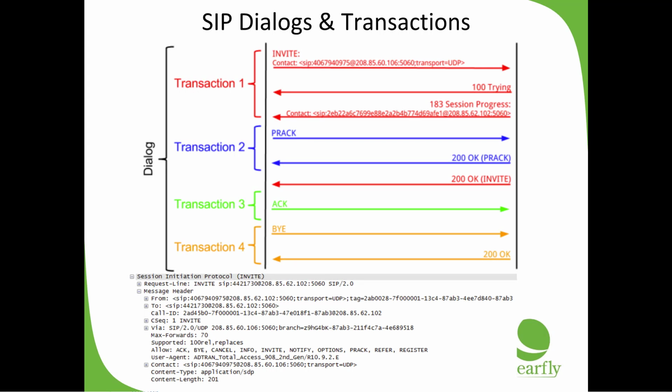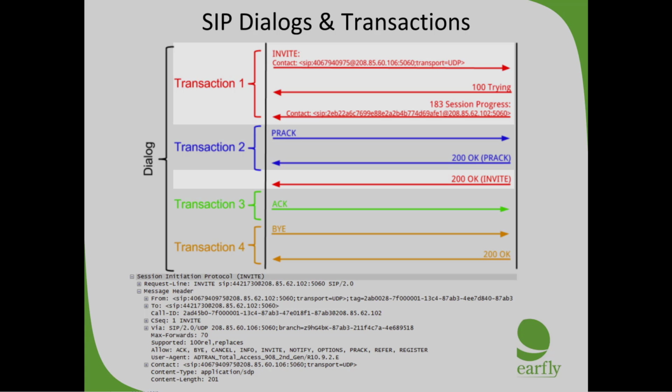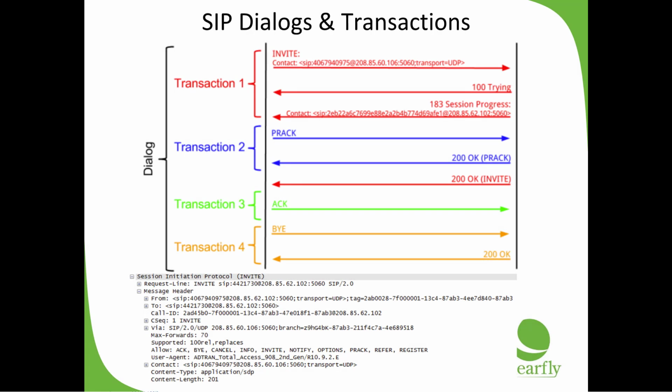So let's look at a quick example. Here we have a full dialogue which contains 4 separate transactions. The dialogue and first transaction are initiated by the INVITE message. This is the red transaction. Subsequent messages in this transaction are sent to the address in the top Via header. Messages within this transaction can be identified by the branch parameter in the Via header and the CSeq value.